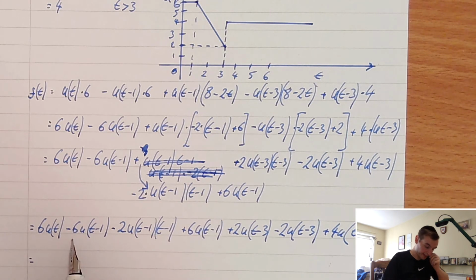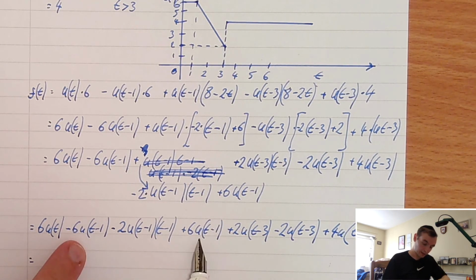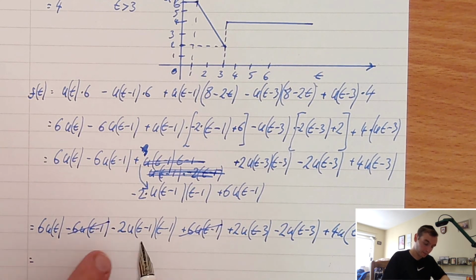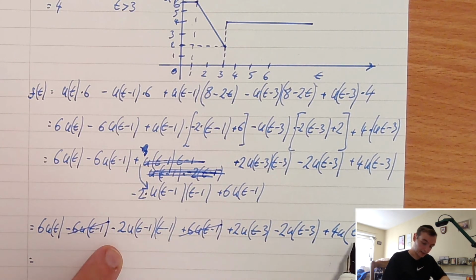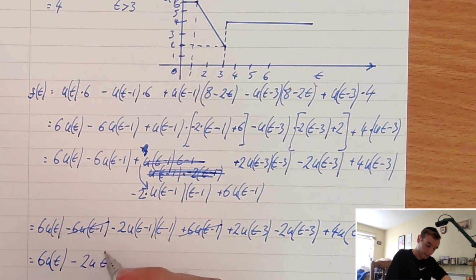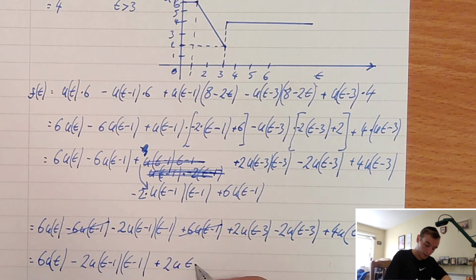So can we simplify anything here? We've got minus 6u(t minus 1) and plus 6u(t minus 1). So that's going to cancel. And we've got 4u(t minus 3). No, we can't do that. So I think we're going to be left with 6u(t) minus 2u(t minus 1)(t minus 1) plus 2u(t minus 3)(t minus 3).